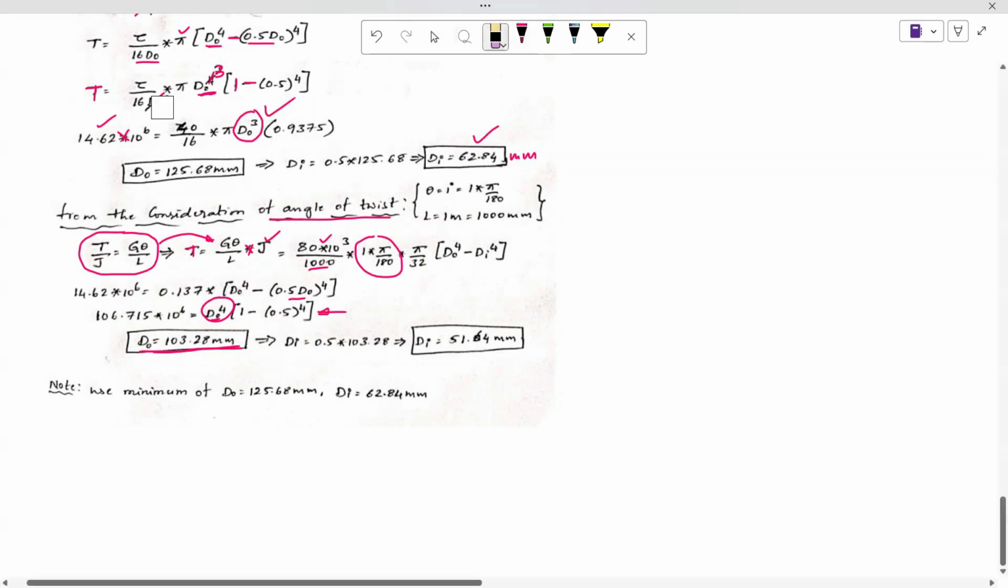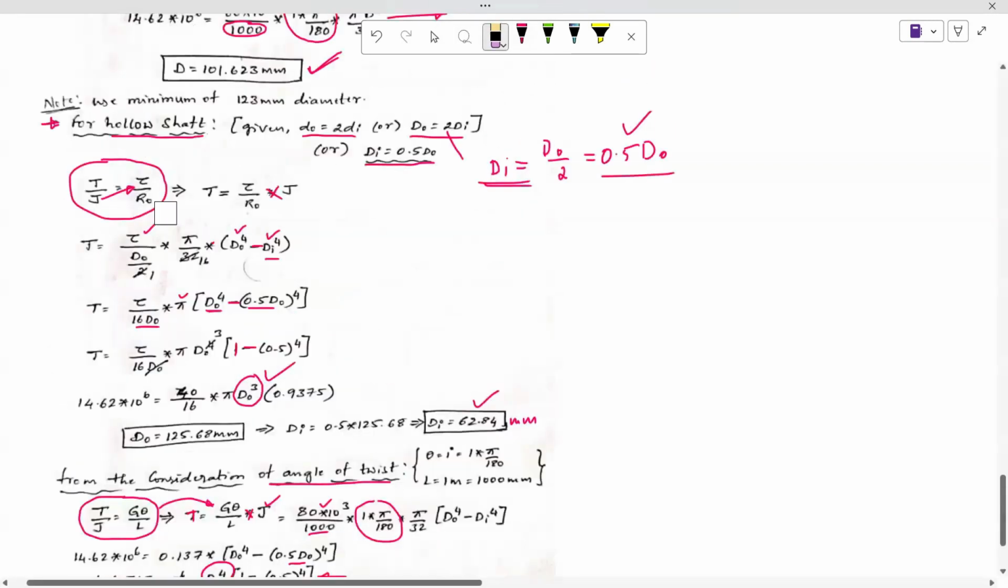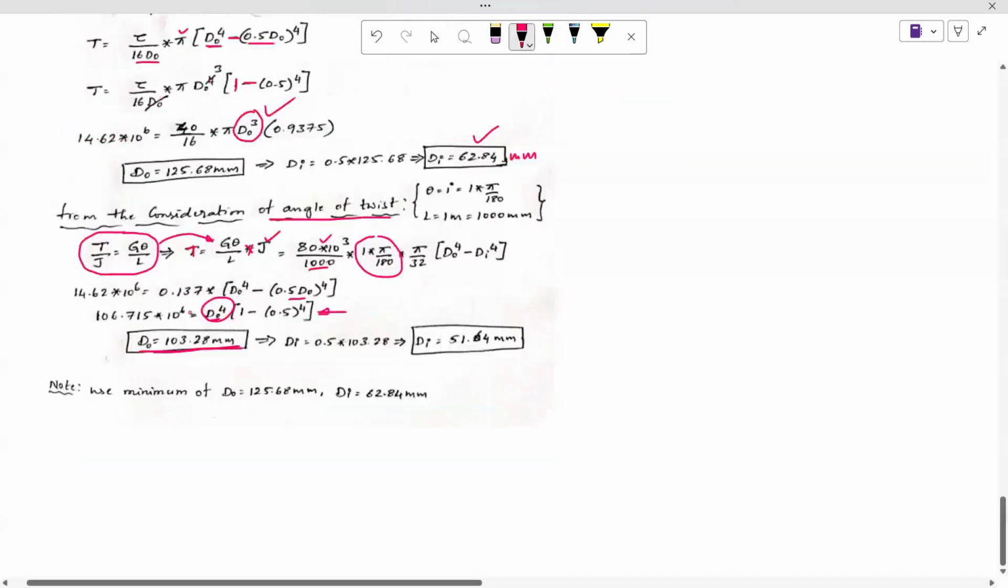In this equation, we are considering T by J is equal to G theta by L. We are not considering shear stress, and we are not considering R. So please don't forget, here we are taking d naught to the power of 4 as common, and for this we are finding the diameter.